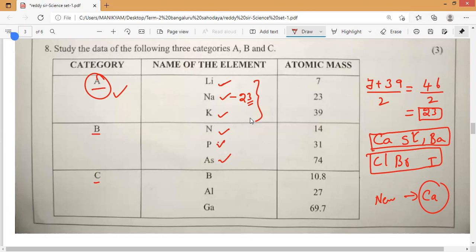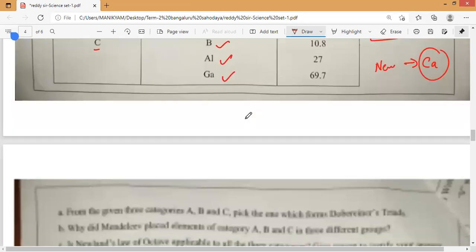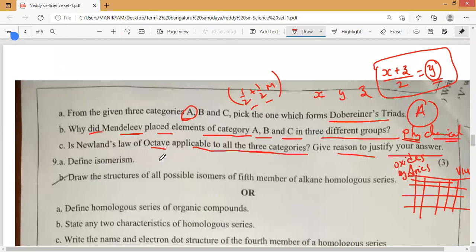Next, boron, aluminum, and gallium. Gallium, it is actually like chromium is coming in the book. So all of this will be placed. So if you notice what they are asking in the question, everything will be following Newland's octave. So, is Newland's law of octave applicable to all the three categories? Give reasons to justify your answer. So we can say what? No, it is not applicable.